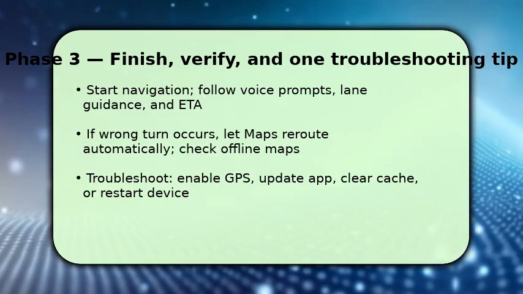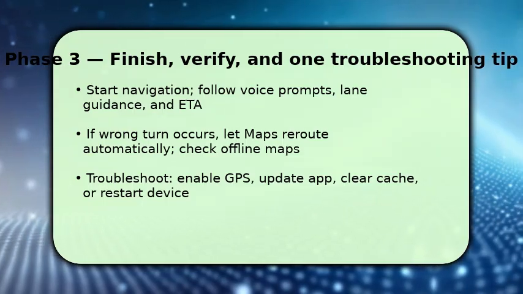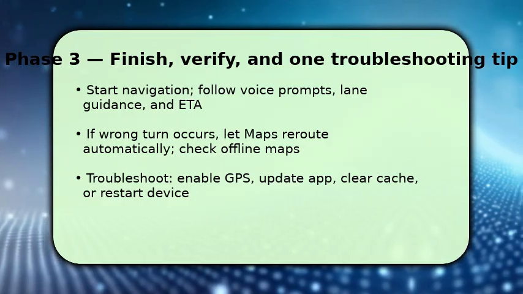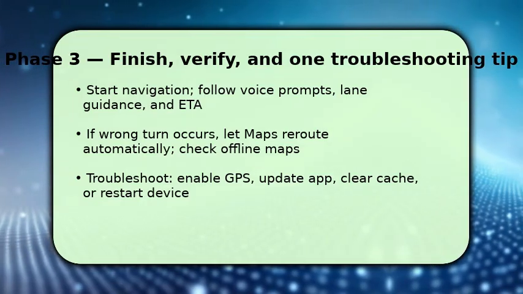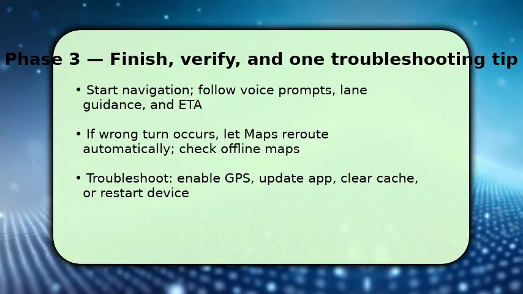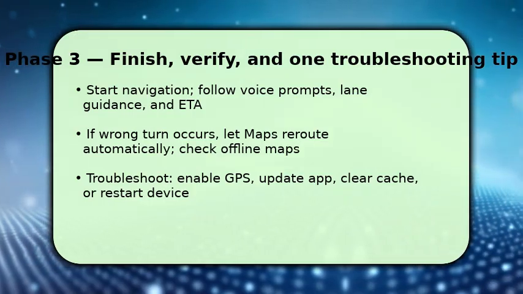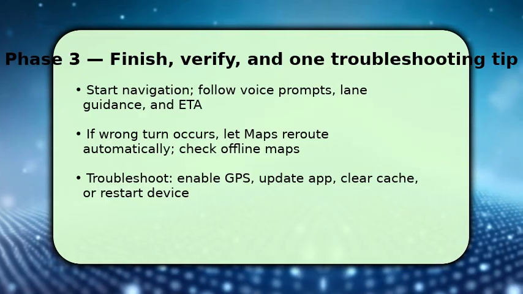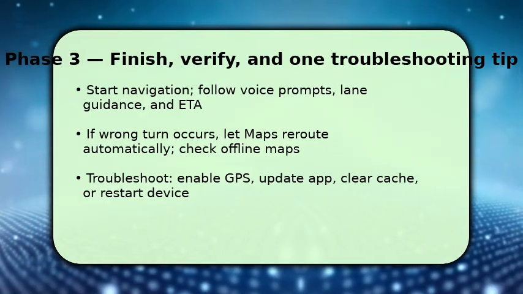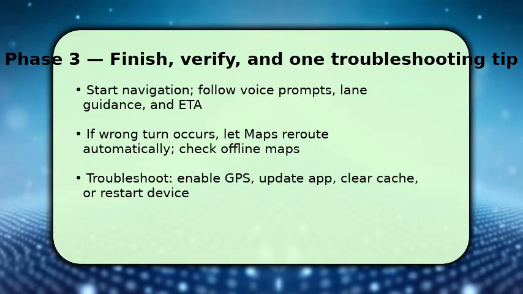Make sure to download offline maps before you travel if coverage might drop, because offline mode still provides guidance without live traffic. If Maps behaves oddly, enable GPS, update the app, clear cache, or restart your device. Those steps usually fix location or routing errors and get you back on track quickly.